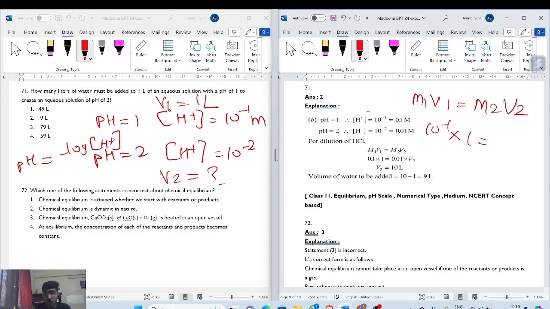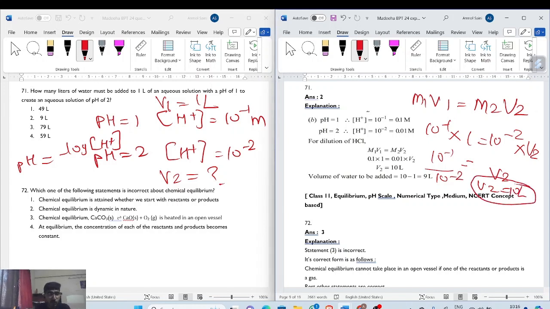For solution 2, concentration is 10 raised to power of minus 2 and volume is V2. So we can calculate V2 as 10 raised to power of minus 1 divided by 10 raised to power of minus 2. So it will come out to be V2 equals 10 liter.